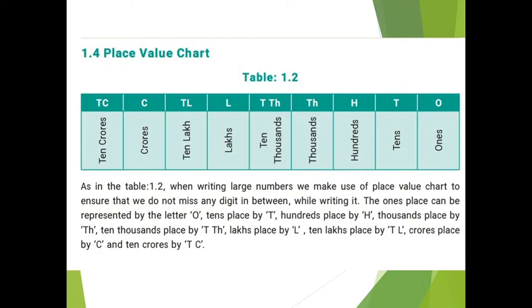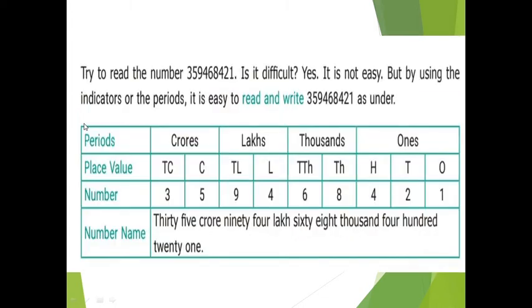Next we are going to discuss the place value chart. Already you know this very well. It starts from ones, tens, hundreds, thousands, 10,000s, lakh, 10 lakh, crores and 10 crores. Try to read this number: 359468421. It's not easy to read, right? But by using this place value chart, we can read it easily.